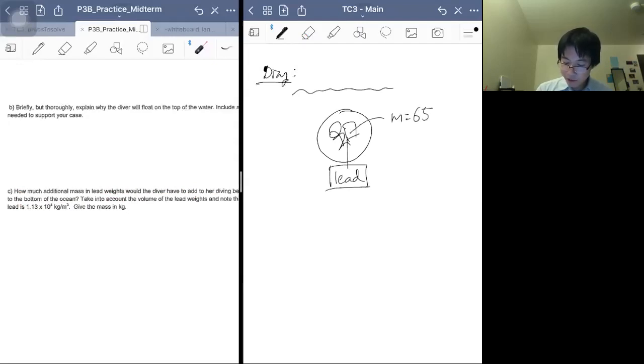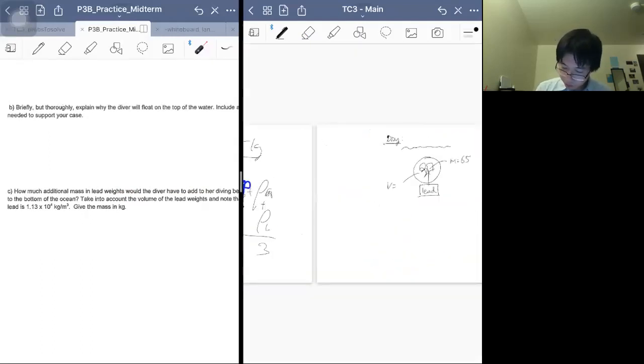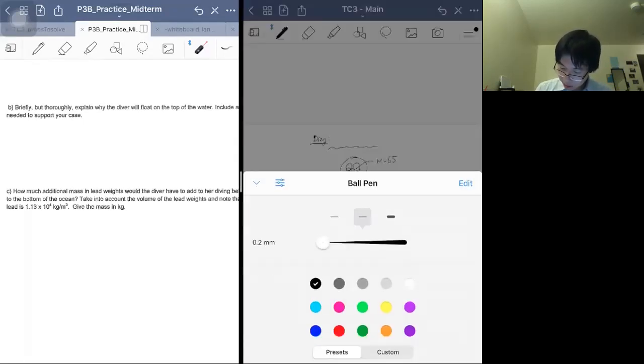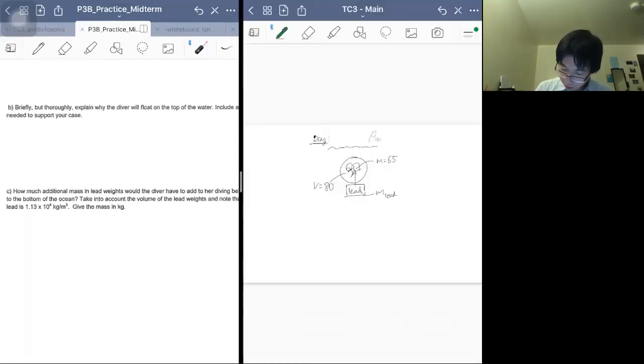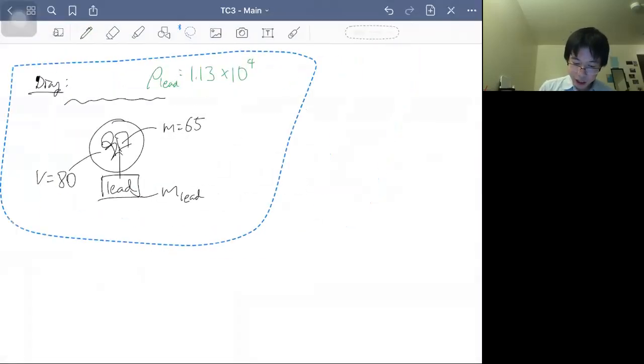The mass is 65. The volume is 80 liters. And the lead is M lead, which we don't know. In order to sink to the bottom, take into account the weight of the lead, and the density of lead is 1.13 times 10 to the power of 4. All right, so I have all my information here.